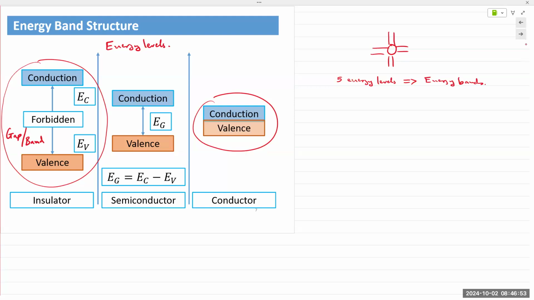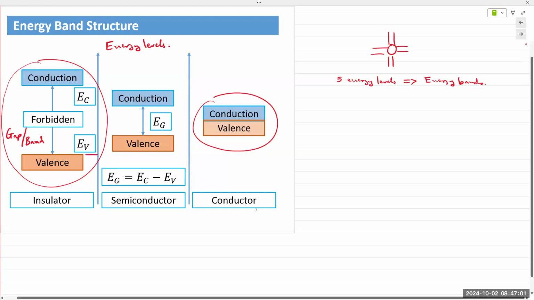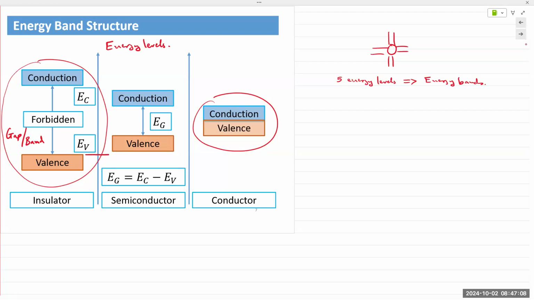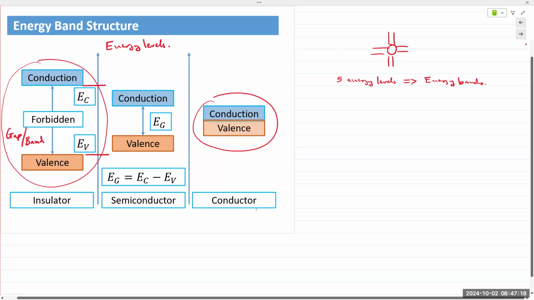Okay. And so we have names and notations for each of these bands. The valence band energy level right here is noted as EV. Most of the electrons are right at EV, the valence band energy level. The conduction band energy level is referred to as EC right here.